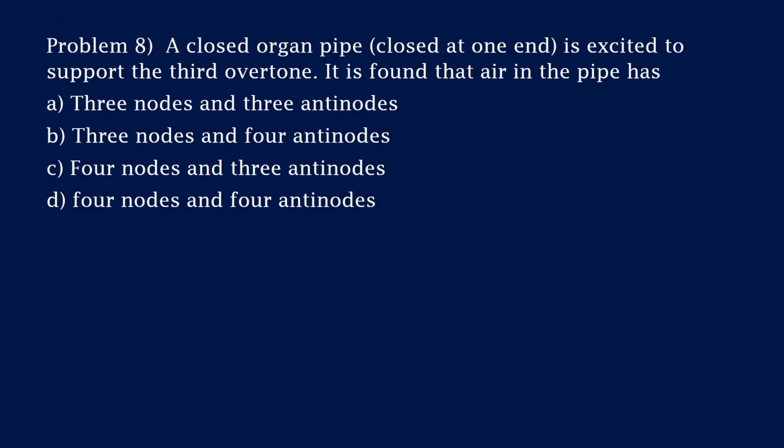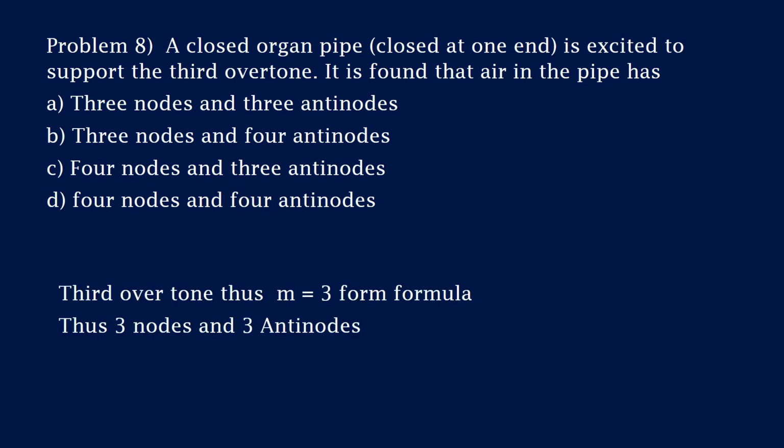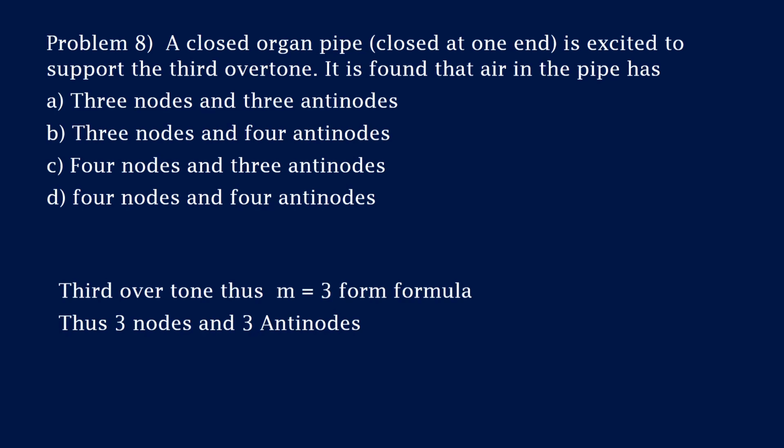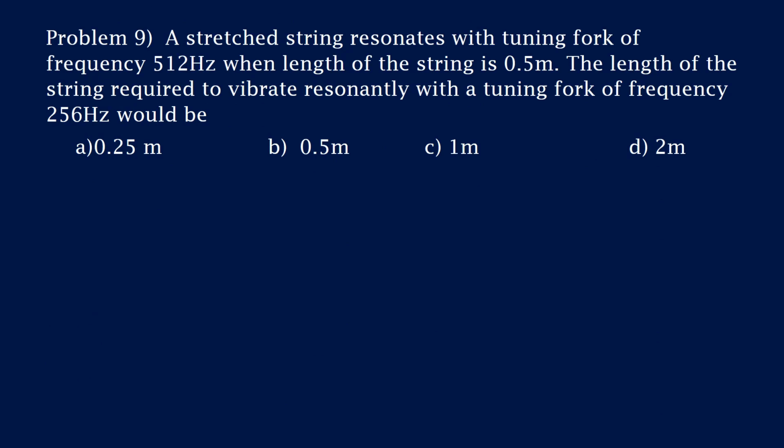Option C is correct. In this question, a closed organ pipe is excited to support the third overtone. It is asked to find out how many nodes and antinodes are formed in the air of the pipe. The third overtone for a closed pipe is fifth harmonics, thus 3 nodes and 3 antinodes.